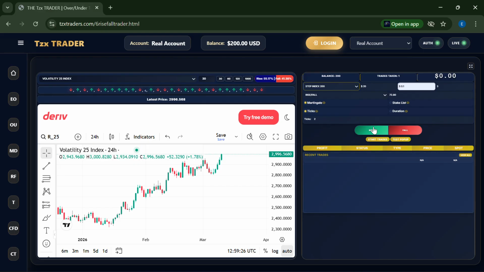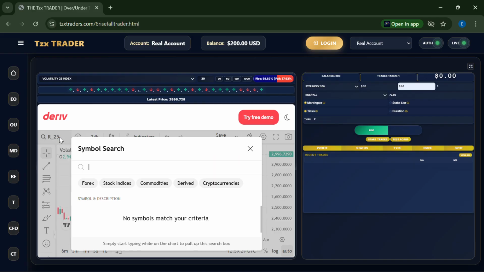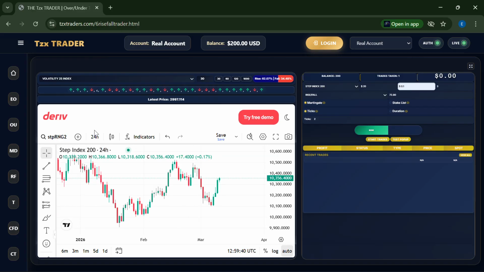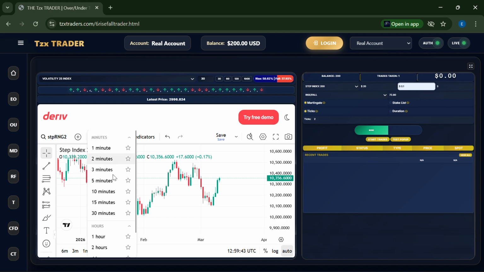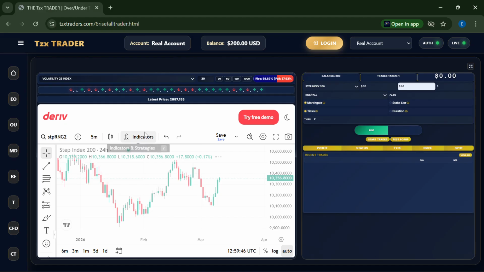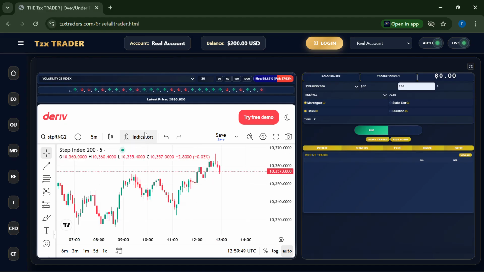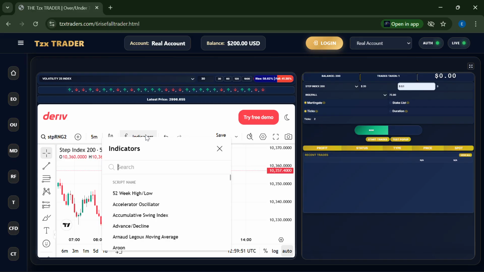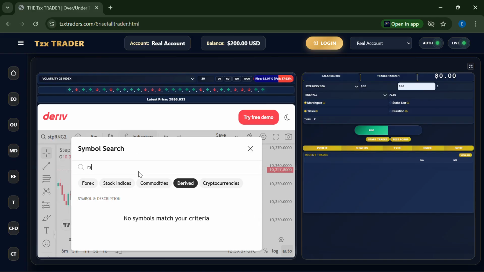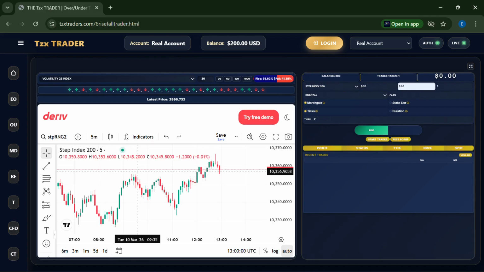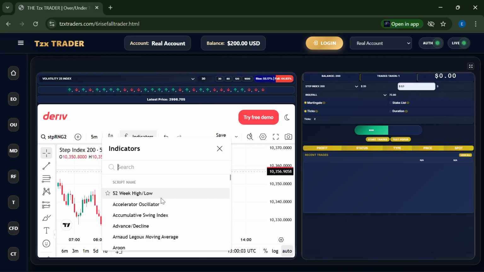So we are going to click on rise, then come here to analyze our market. We are going to start with step index 200. Type 200 there, then we take step index 200. Always make sure you analyze on a 5 minute time frame, and get your entry on a 1 minute time frame. Then we proceed to the indicator part, and we are going to use RSI. RSI is the only indicator you are supposed to use while trading these step indices, because it gives you the direction of the market.